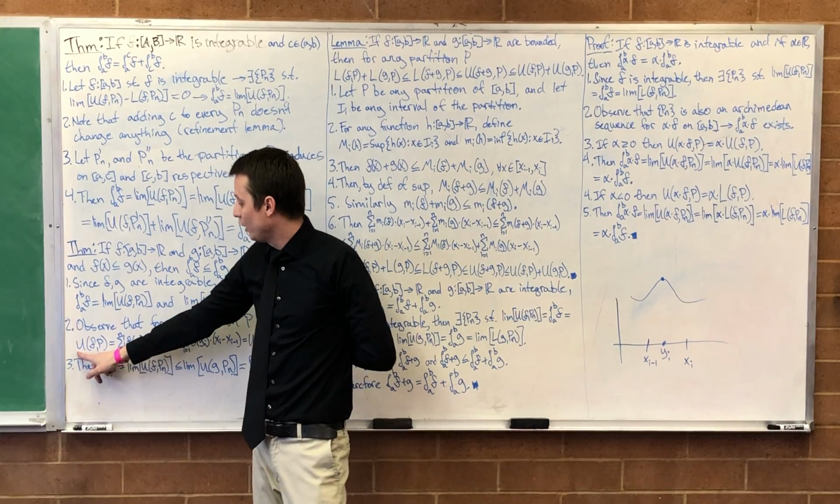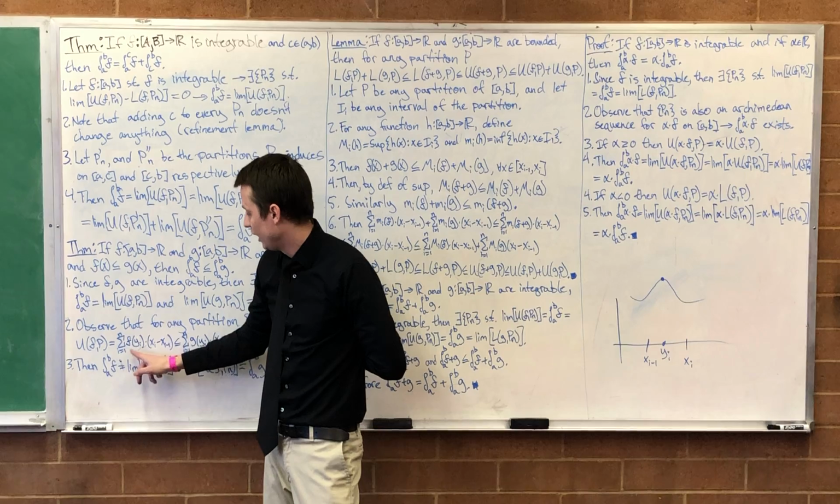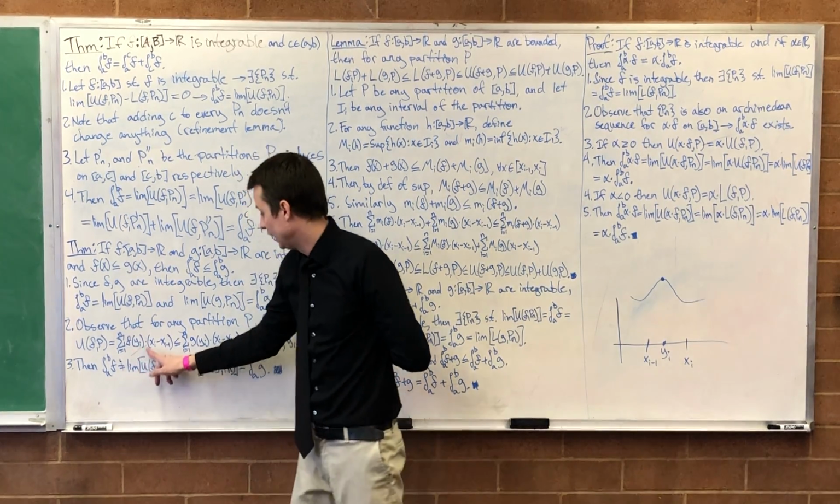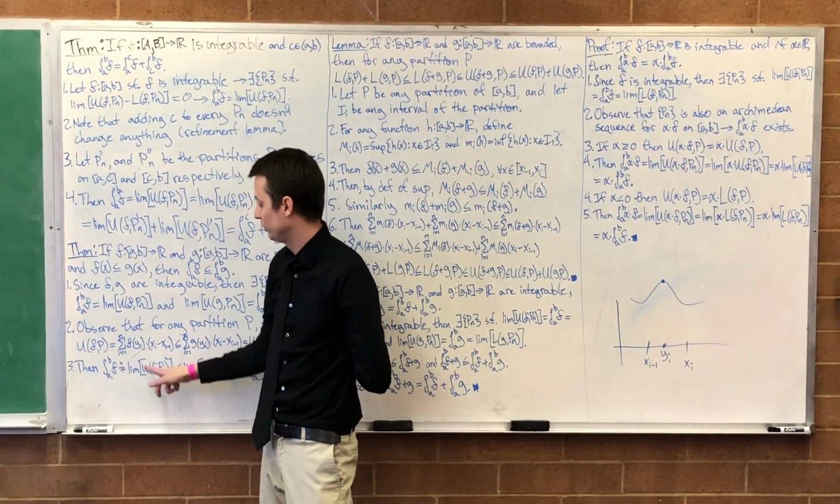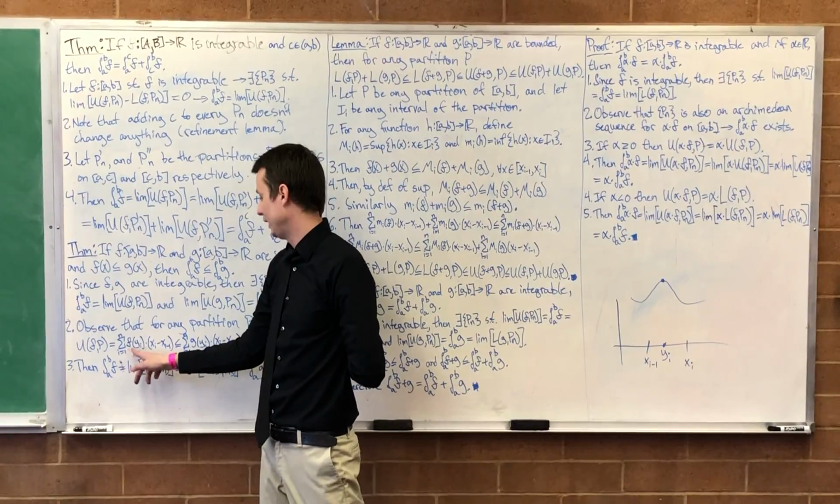Okay, so the upper Darboux sum of F with the partition P is equal to the sum of the max points times the interval length, sum it up. That's just the definition of the upper Darboux sum. You're used to seeing a big M sub I there. You'll see why I'm not using a big M sub I.